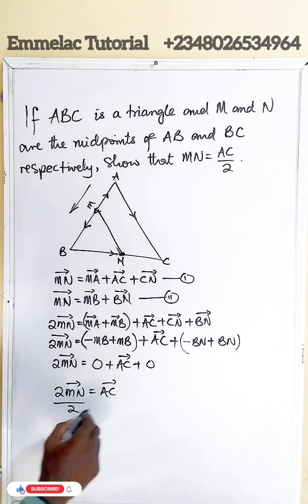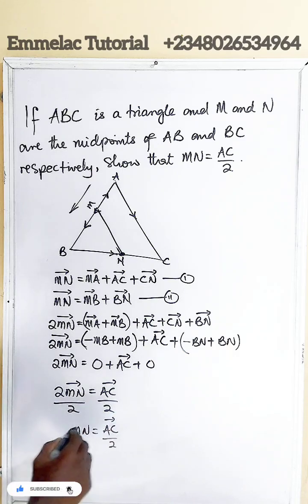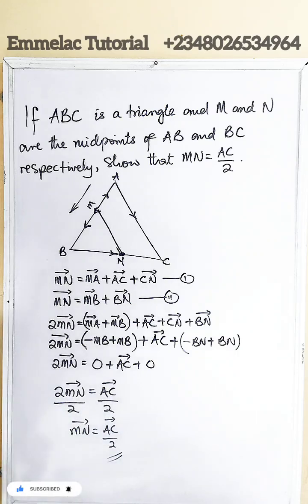Then dividing both sides by 2, you have that MN equals AC all over 2. Alright, final answer. We love it.